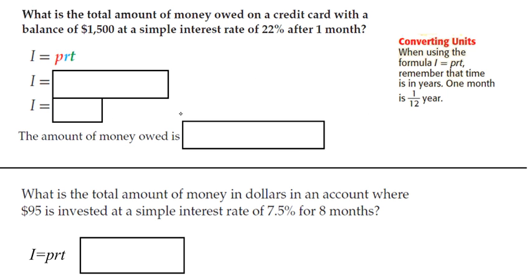What's the total amount of money owed on a credit card with a balance of $1,500 at a simple interest rate of 22% after 1 month? Okay, principal, rate, time. The principal's $1,500. The rate in decimal will be 0.22. And the tricky part on this one is the time.